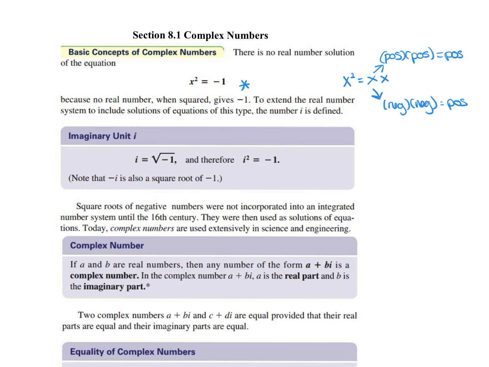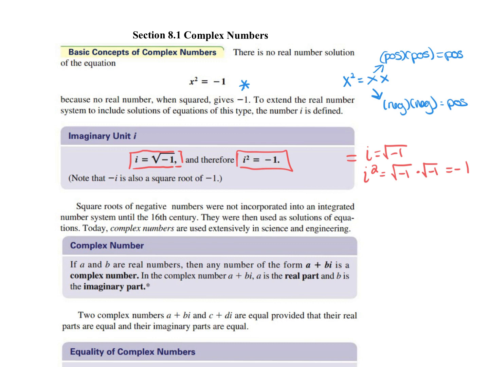So by definition, i is the square root of -1. And we use this a lot. i squared is equal to -1. And if you don't believe me on that one, if we all agree that i equals the square root of -1, then i squared means the square root of -1 times the square root of -1, which results in -1.